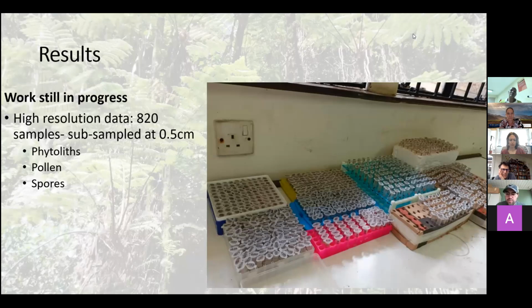So far, we have raised around 20 short cores, and from them we sampled 800 samples, which were subsampled at 0.5 centimeters. And from each level, we are analyzing phytoliths, pollen and spores, because we want to see the impact of herbivores, including the animals in these sites, so that we can comprehensively inform. And so far the work is exciting, I must mention here, because we have things like cereals, maize and sorghum that are appearing in the times which is making a lot of sense.